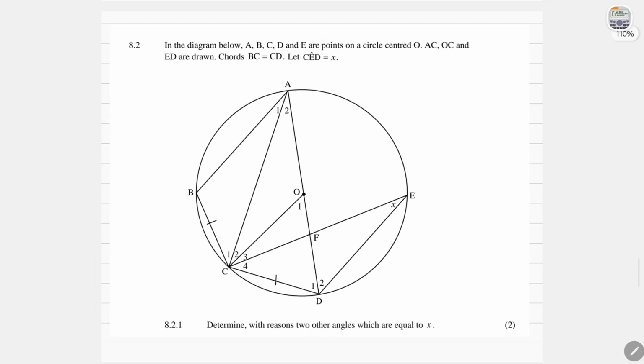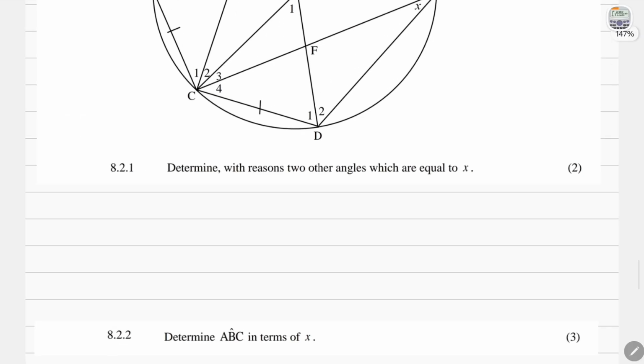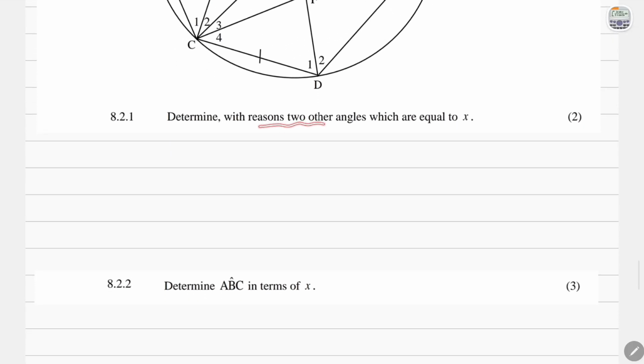Question 8.2 says, in the diagram below, A, B, C, D, and E are points on the circle centered at O. Okay, so where you see 4 points on the circumference, that makes up a cyclic chord. So we can see we have a cyclic chord there, but of course we have 5 points on the circumference. And then they tell us that AC, OC, and ED are drawn. Chords BC and CD are equal, and we are told to let angle CED equal x. Okay, so 8.2.1 says, determine with reasons 2 other angles which are equal to x.